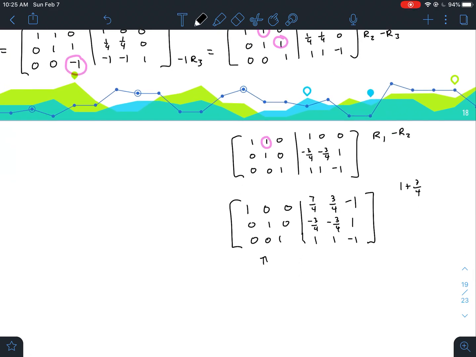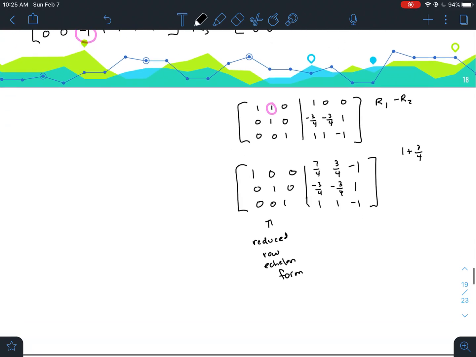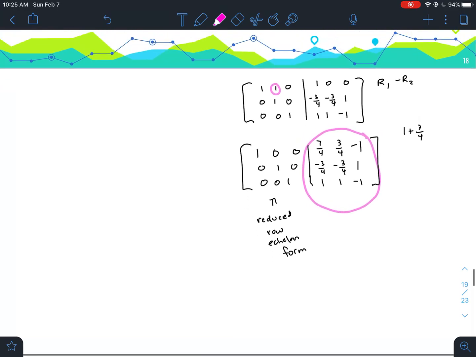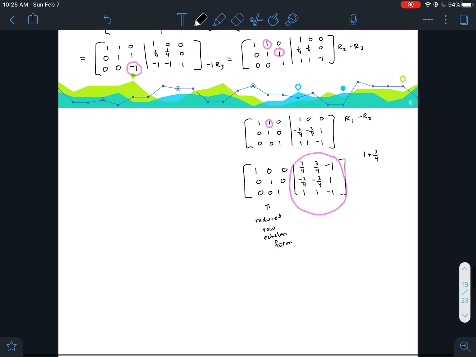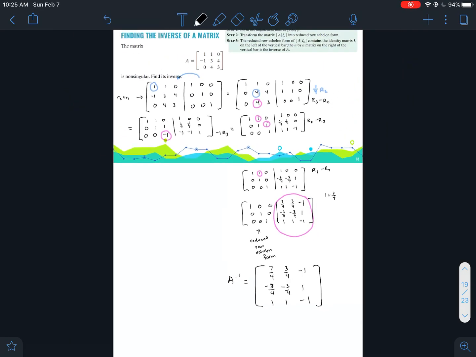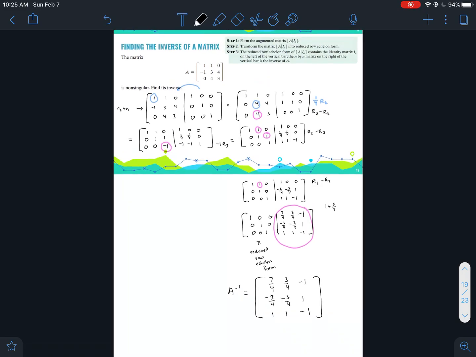Now notice we are in reduced row echelon form, which is also where the identity matrix is on the left. So that means that the matrix on your right side is not the identity matrix, it's the inverse matrix. So the inverse of matrix A is going to be the matrix 7/4, 3/4, negative 1, negative 3/4, negative 3/4, 1, and 1, 1, negative 1. And so that is one way to find the inverse matrix of a 3 by 3 matrix. Again, it's a lengthy process.